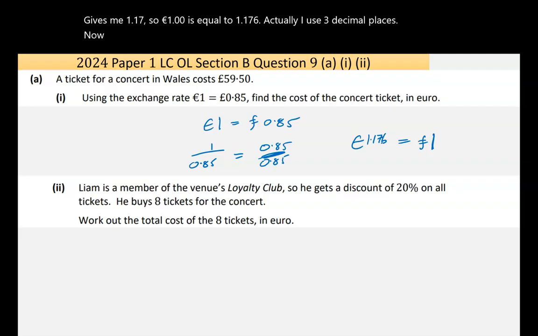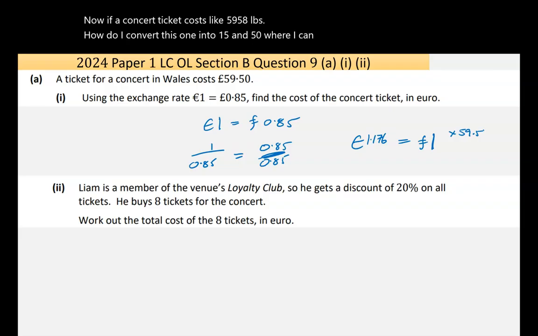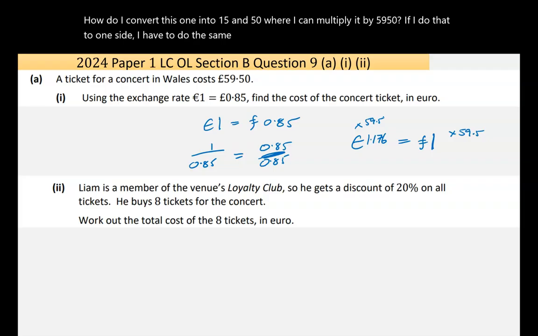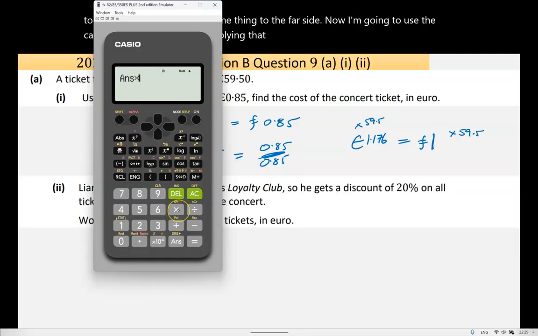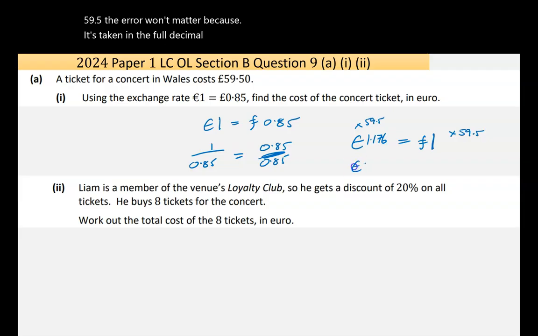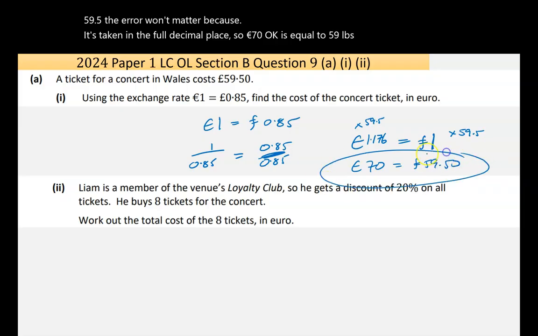Now, if a concert ticket costs £59.50, how do I convert this 1 into 59.50? Well, I can multiply it by 59.50. If I do that to one side, I have to do the same thing to the other side. Now I'm going to use the calculation here, multiplying that by 59.5. The rounding error won't matter because it's taken in the full decimal place. So €70 is equal to £59.50. And that's my answer.